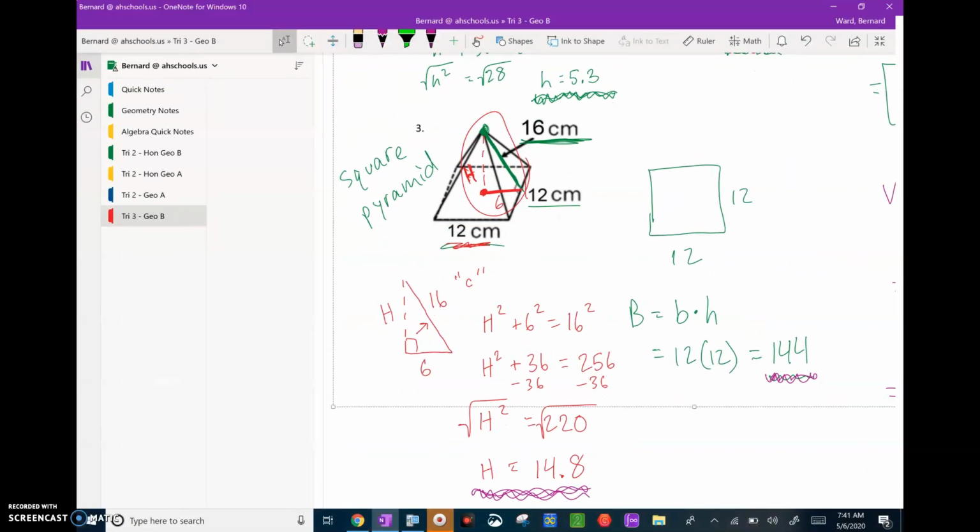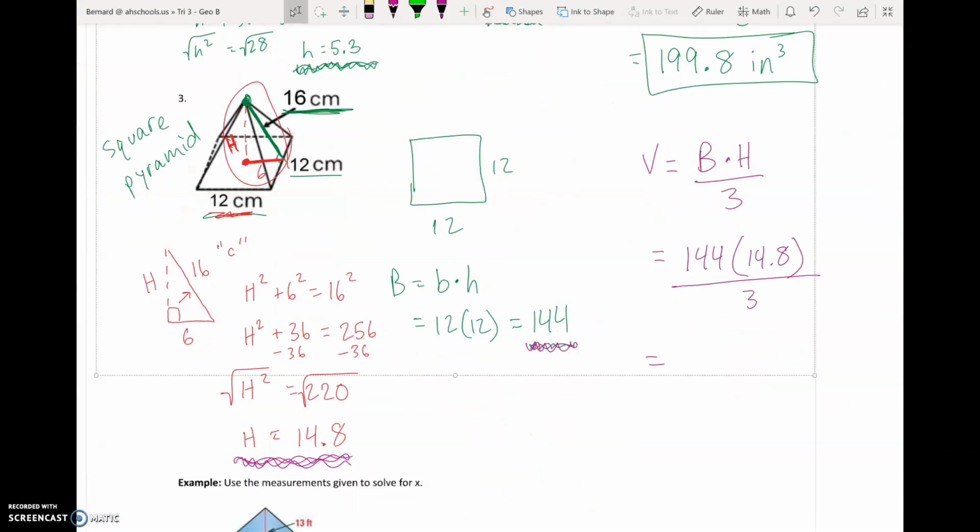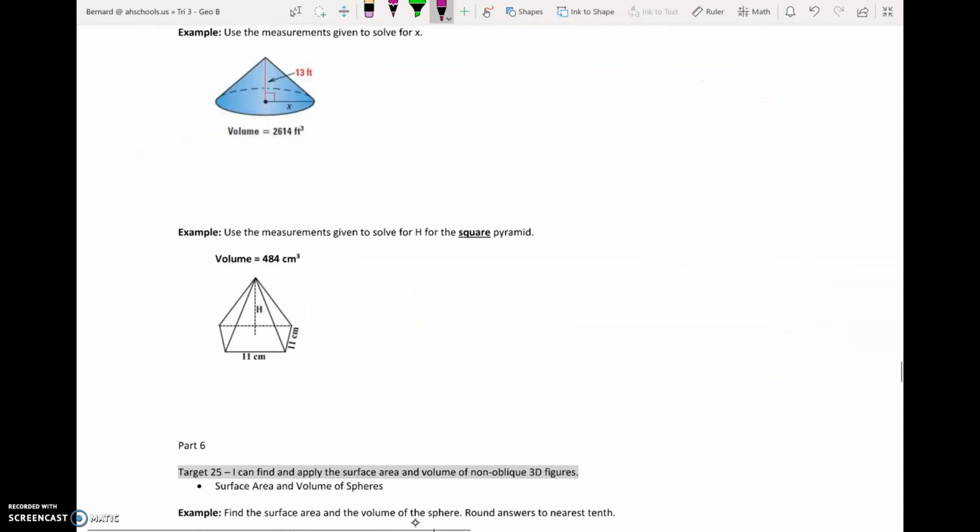710.4. Wait, did I read that right? 710.4. Perfect. 710.4 looks like centimeters cubed. And that's the volume. All right, awesome job. We got 2 more problems left, I believe, and they are the working backward problems.